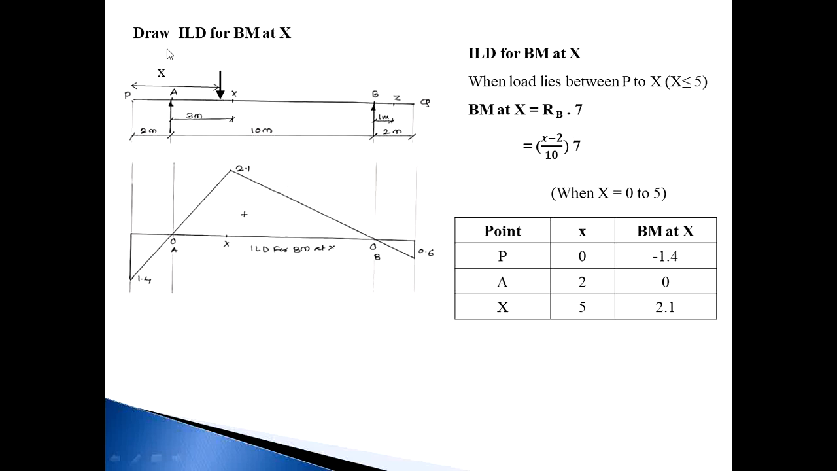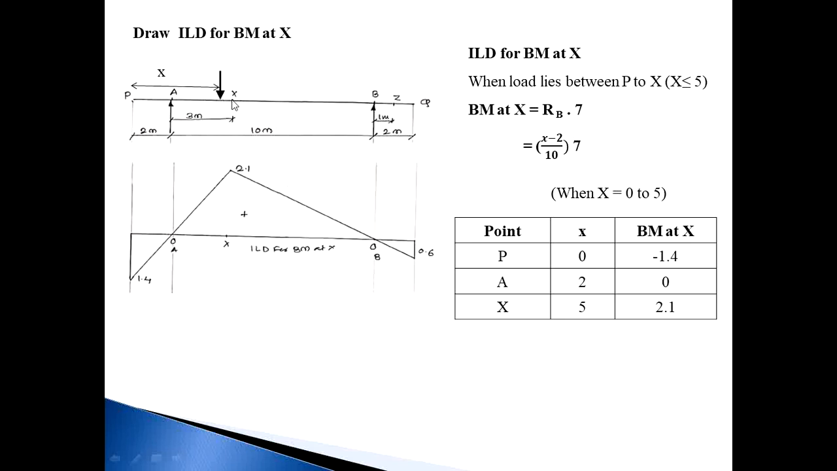Next, ILD for bending moment at X. Once again, consider when the load lies between P and X. When the load lies between P and X, the left side of this X has 2 forces, this unit load and RA, and the right side has 1, only RB. So consider the right side of this force.